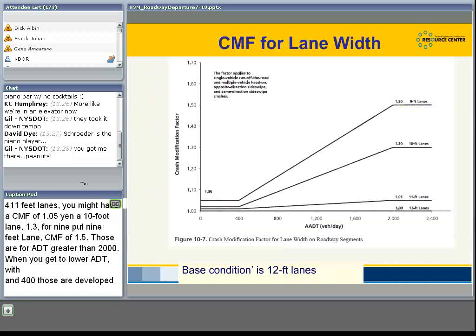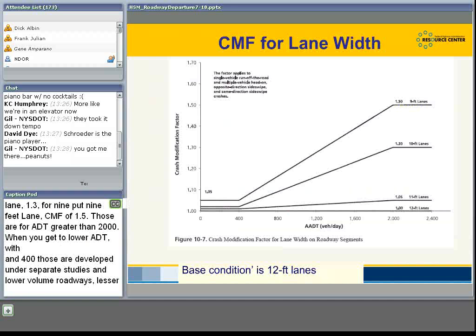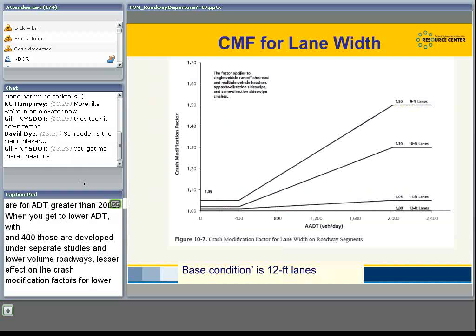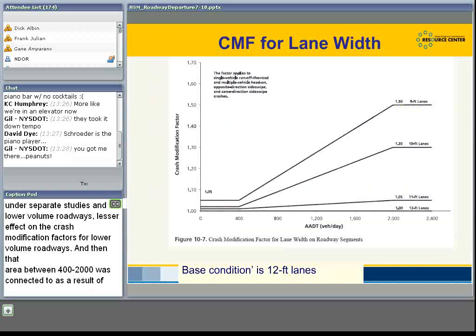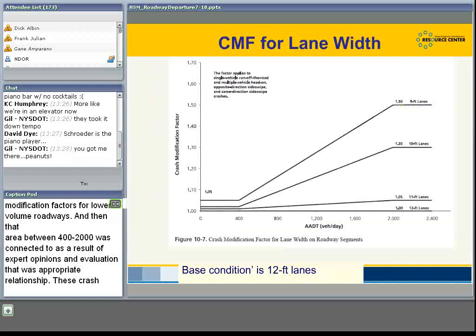When you get into lower ADTs, lower than 400, those were developed under a separate study that looked at lower volume roadways, and you have a lesser effect on the crash modification factors for lower volume roadways. And then the area between 400 and 2,000 was connected as a result of expert opinions and evaluation that thought that was an appropriate relationship.